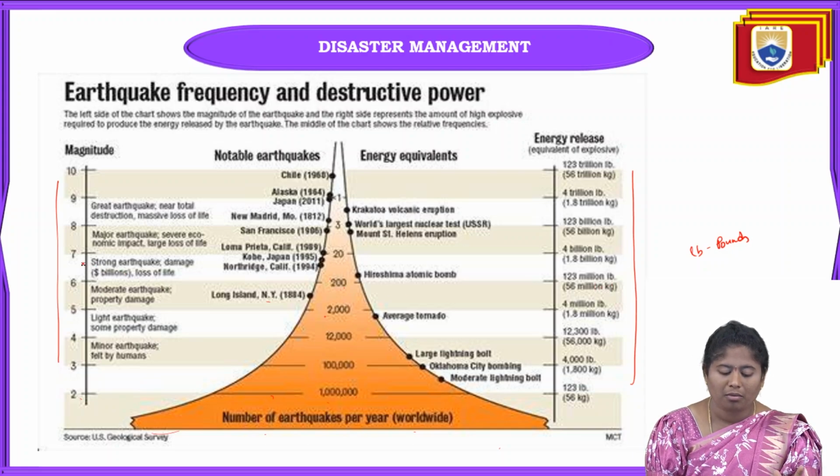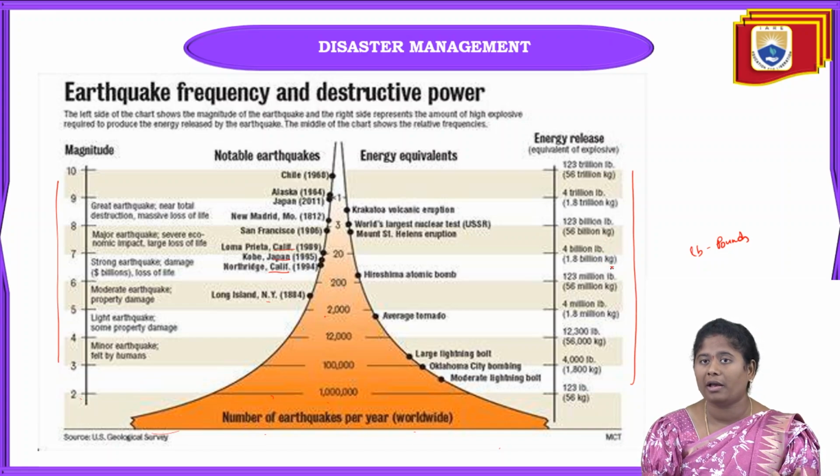Next one is magnitude 6 to 7, that is a strong earthquake. There will be so much loss of life. This occurred in 1994, 95, 89 also, in regions such as Japan and California. Almost 20 earthquakes per year happen at that time, releasing energy of almost 1.8 trillion kgs.